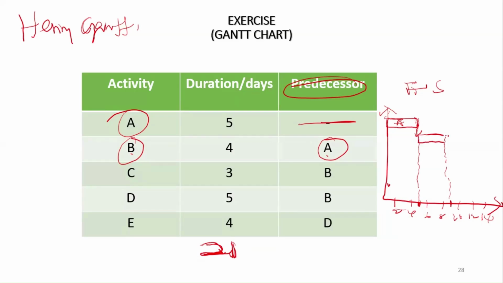The durations are bigger, so let me expand my scale. 4, 6, 8, 10, 12, 14, 16, 18. So A is 5. 5 will be here. Finish-start. When A is done, B will go. How many days? 4 days. 5 plus 4 will be 9. So 9 will be here. That will be for B.